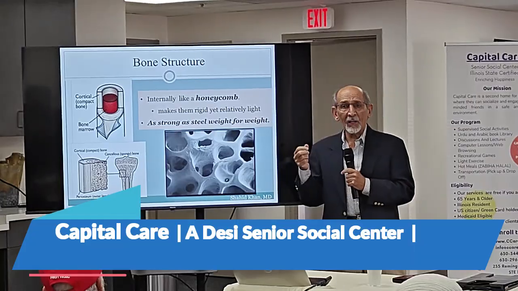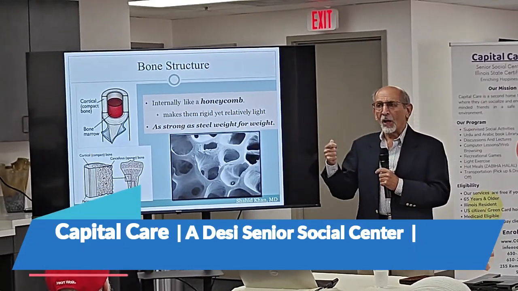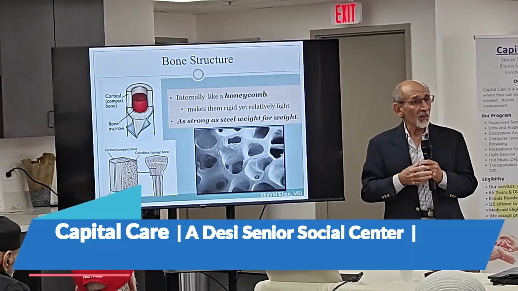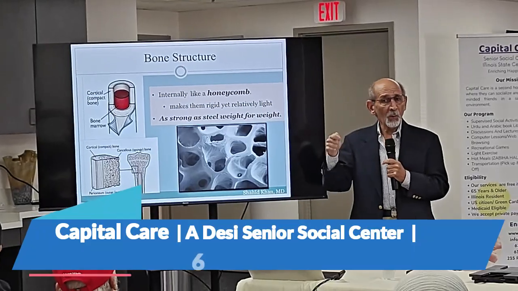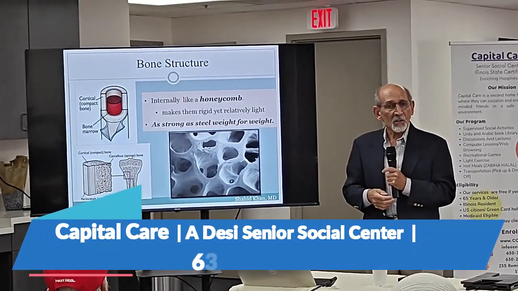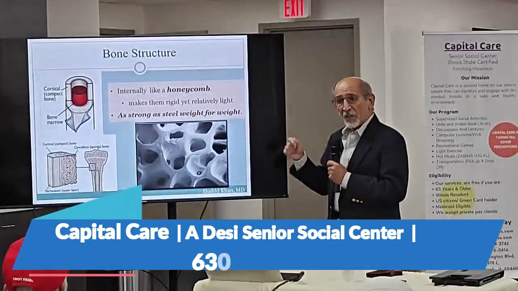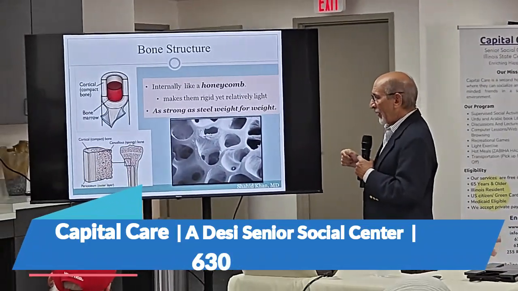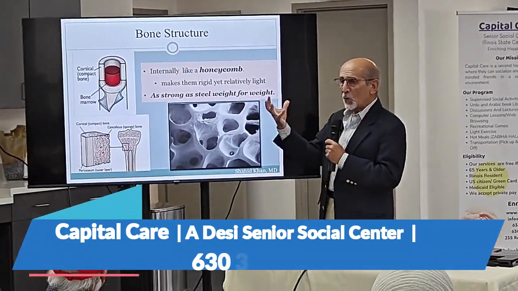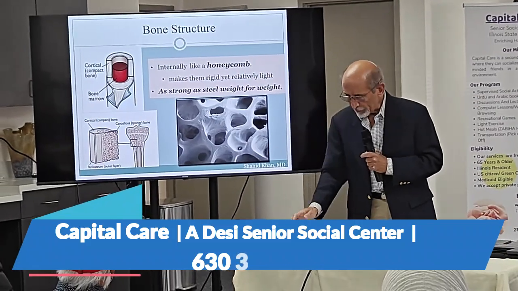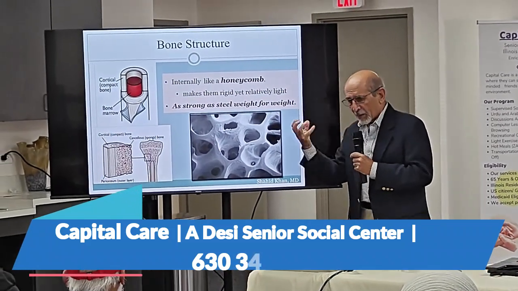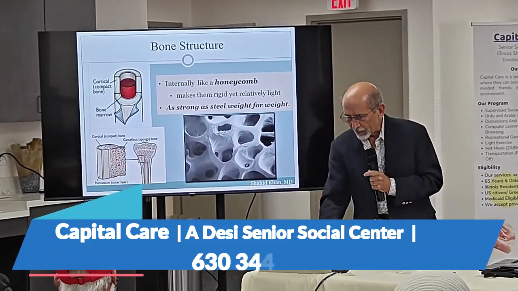So much so that weight for weight, a bone is as strong as steel. If you take a bone of a certain weight and steel of the same weight, they are both equal in strength. So it's very strong weight for weight, and that is because of the honeycomb structure that they have. And this is all calcium, like a stone there.